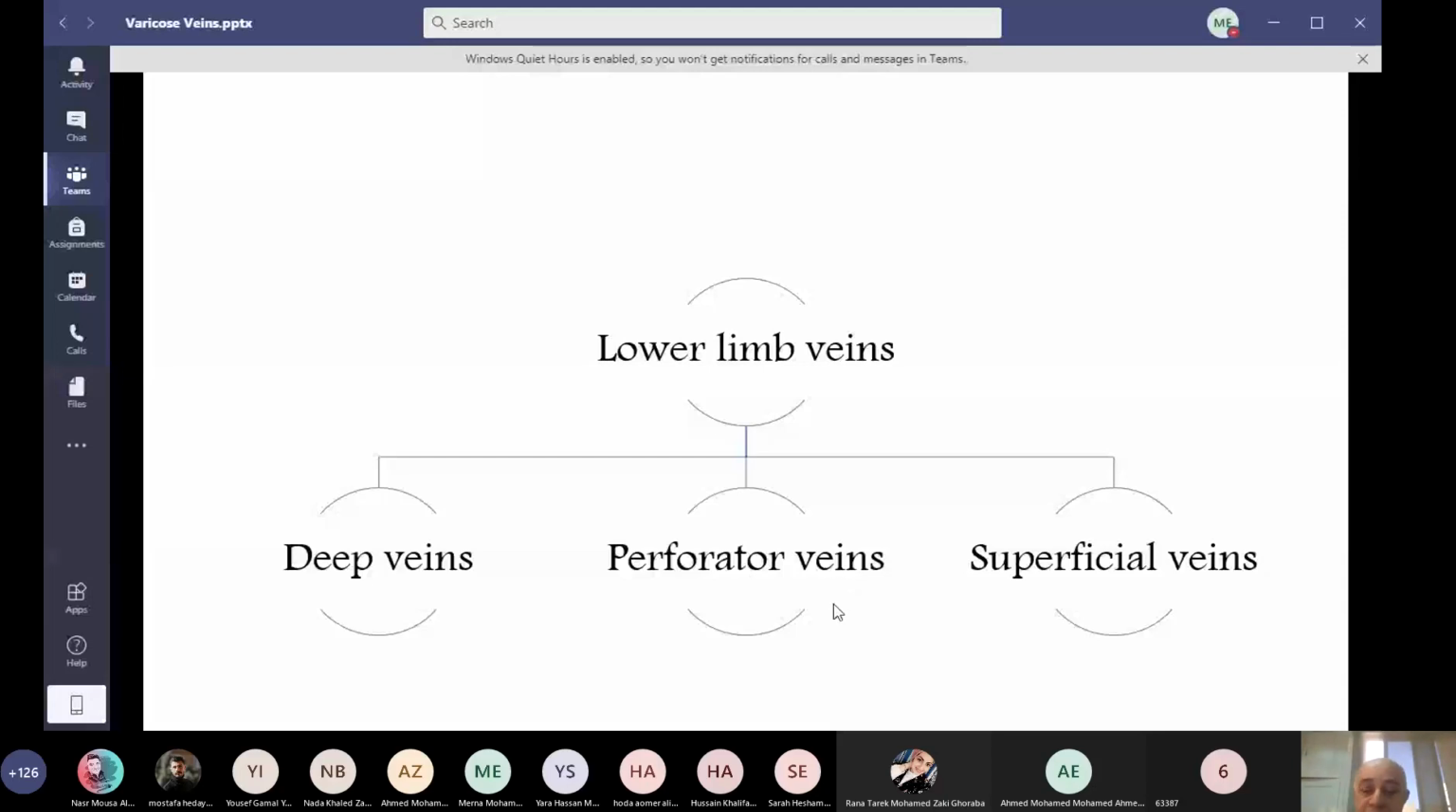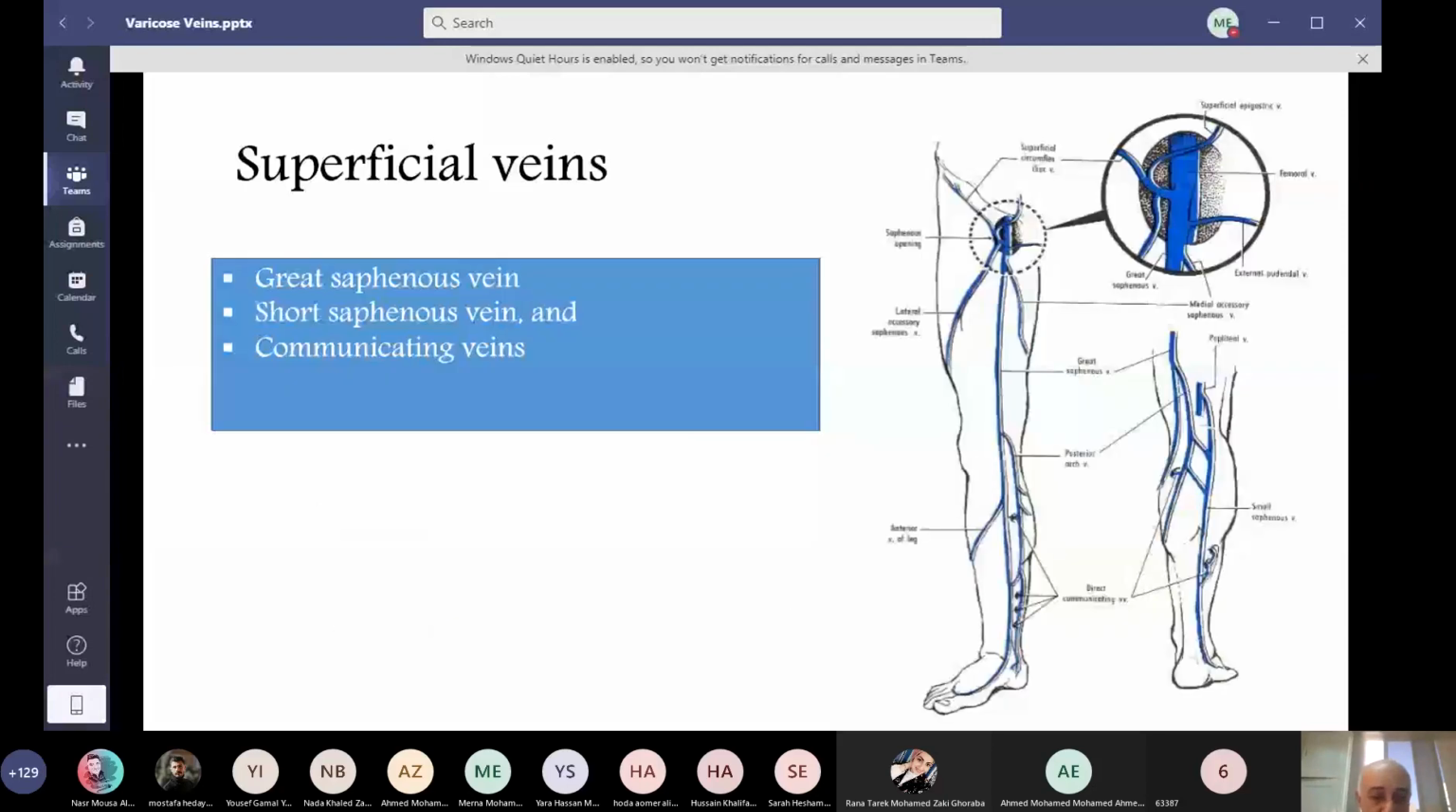pierce, or perforate, the deep fascia, and they convey the blood from the superficial system to the deep system. This passage is guaranteed in that direction by the presence of unidirectional valves. These valves allow the passage of the blood from the superficial veins and prevent its return from the deep veins to the superficial veins.